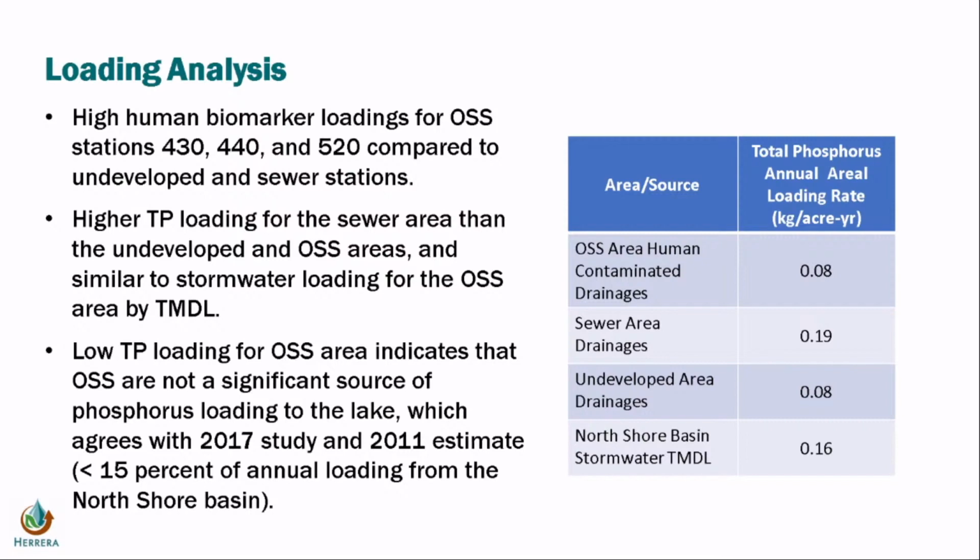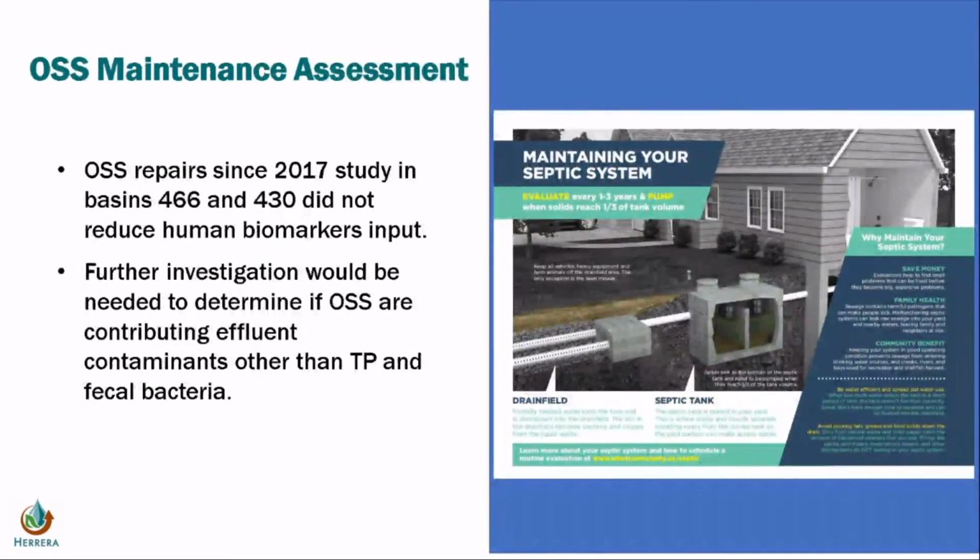This conclusion actually agrees with what we concluded in 2017 in our crude estimates of loading, estimating it to be less than 10% of the total load from the septic system based on a difference in concentration, as well as by other researchers in 2011 using literature values for septic system loading rates, predicting they would amount to less than 15% of the total TMDL load attributed to the North Shore Basin.